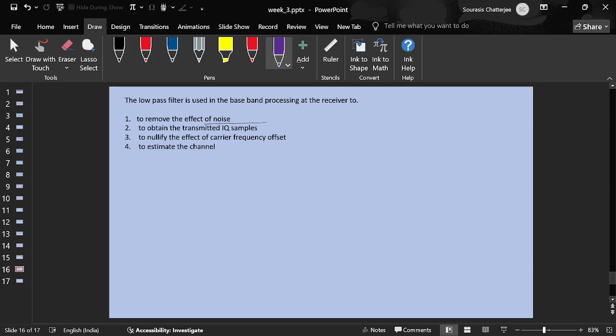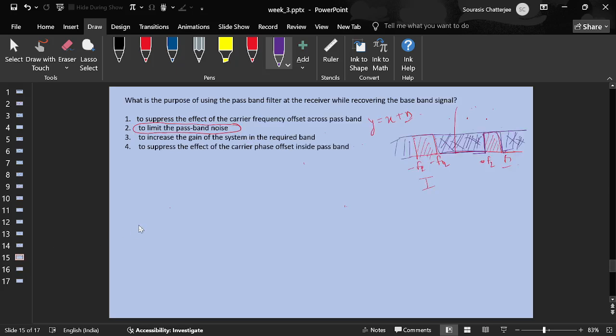By the way, I'm extremely sorry for that mistake. I was not paying attention. What you guys told is absolutely true. The low pass filter is to obtain transmit IQ samples, and the passband filter is to limit the passband noise. I thought I had changed the question but I hadn't, and I didn't pay attention, so I made this major mistake. Please ignore that part.